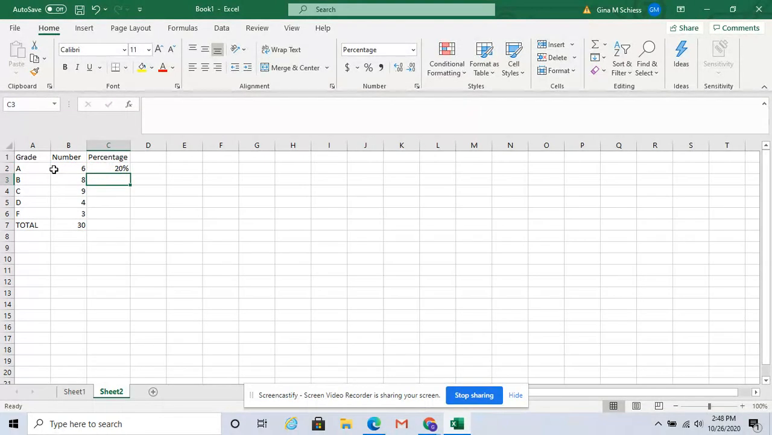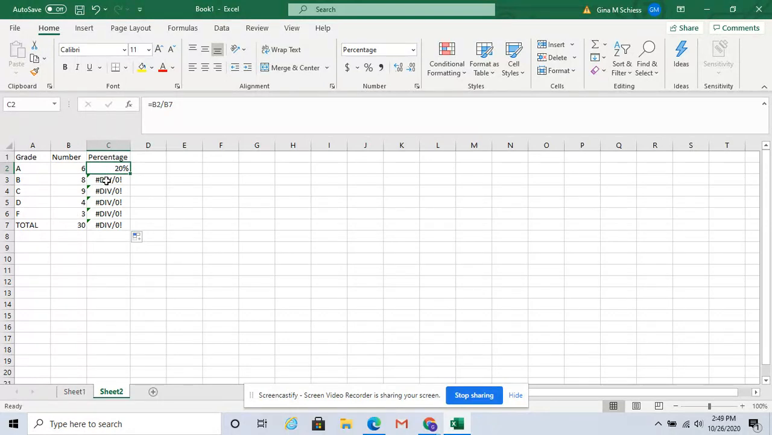If I was using the relative cell references, I would take it and drag it down, and I should get all the other percentages. Oh, look at that. We got an error. Why did we get an error? Let's look at the formula again. The formula up here says equals B2 divided by B7. That's correct. We got 20%.